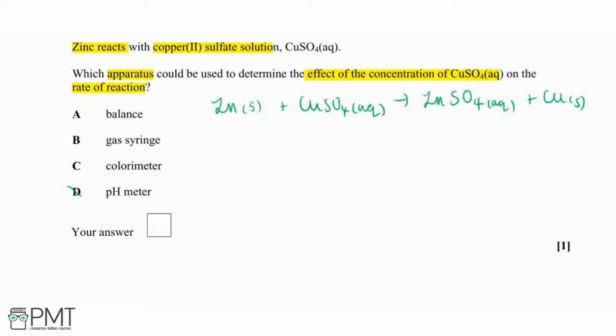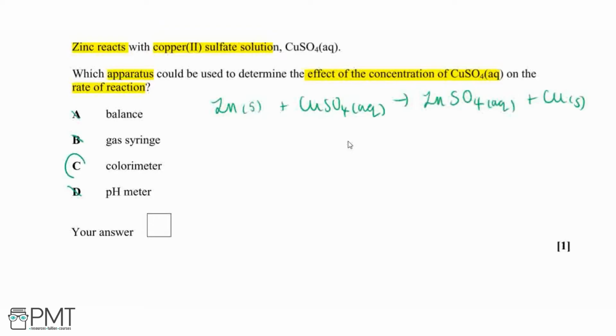Now, as well as this, we're also not producing any gases. So we've started with a solid in solution and we're producing a solid in solution. So we're not going to produce any gases, therefore a gas syringe would not be an appropriate piece of equipment to use here. And because we're not producing any gases, which can then be released, we're also not going to see any change in mass in this reaction, because nothing is going to be able to escape our system. Therefore, we can't use a balance.